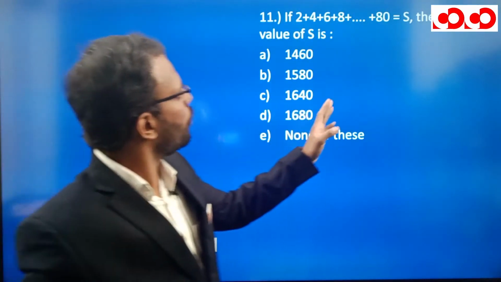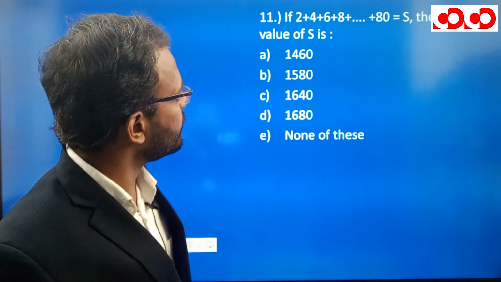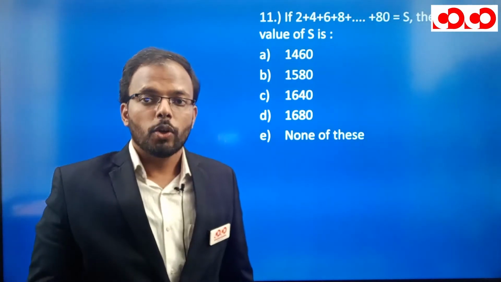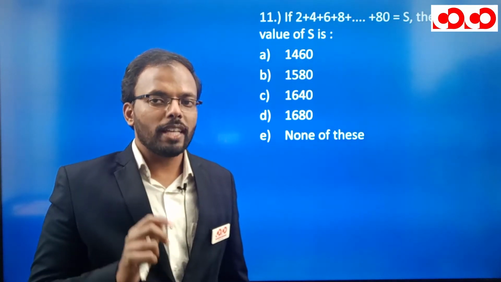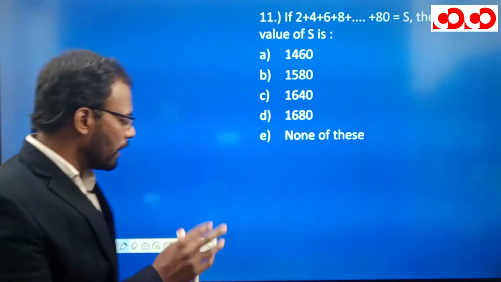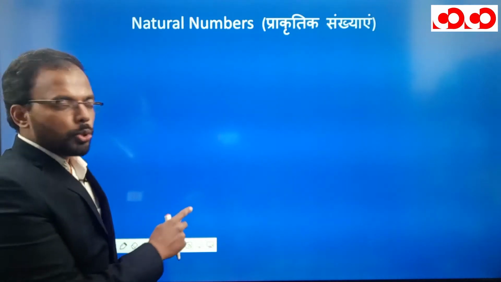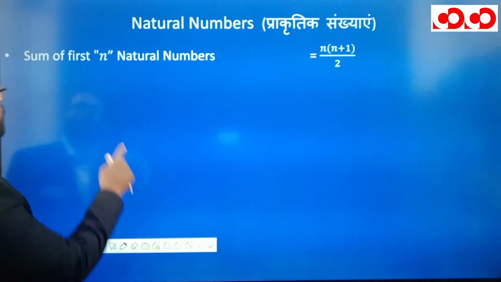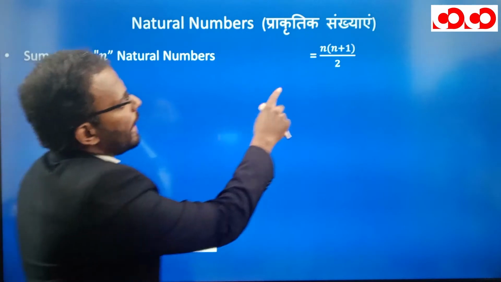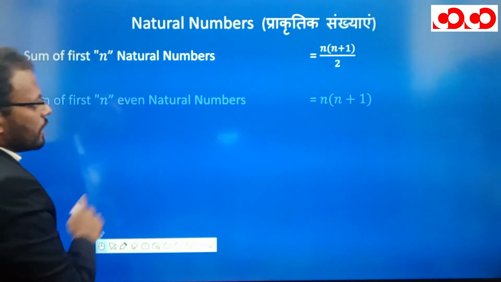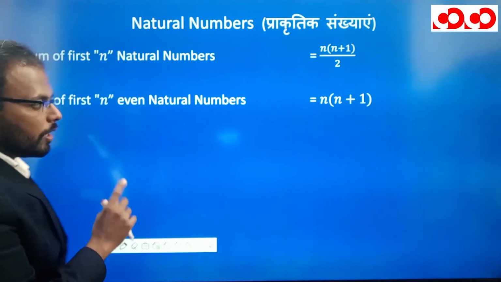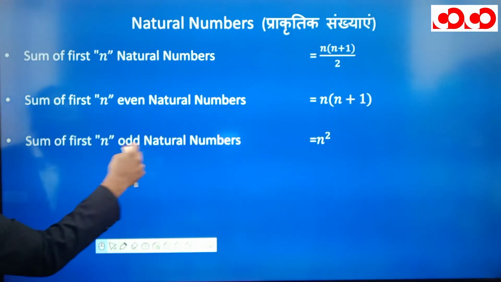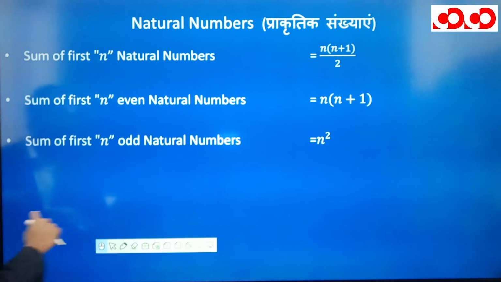If 2 plus 4 plus 6 plus 8 up to 80 is S, then what is the value of S? To solve this problem, I should give you a few formulas which are important for your exam. For example, natural numbers. You should know the sum of the natural numbers. The sum of the first n natural numbers is n into n plus 1 by 2. The sum of the first n even natural numbers is n into n plus 1. The third formula is the sum of the first n odd natural numbers is n square.